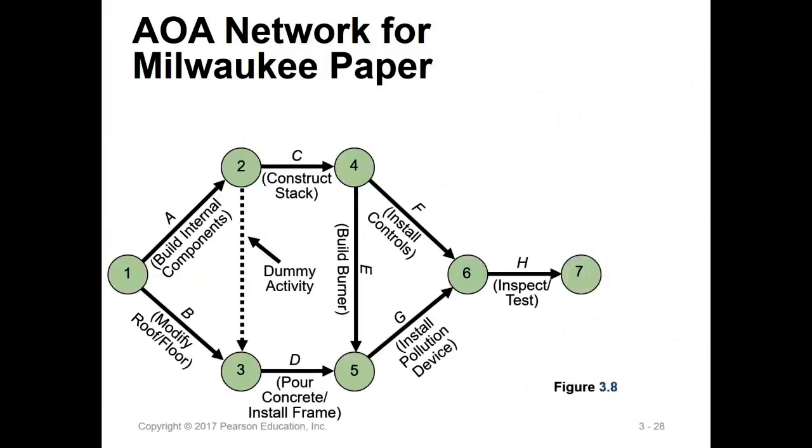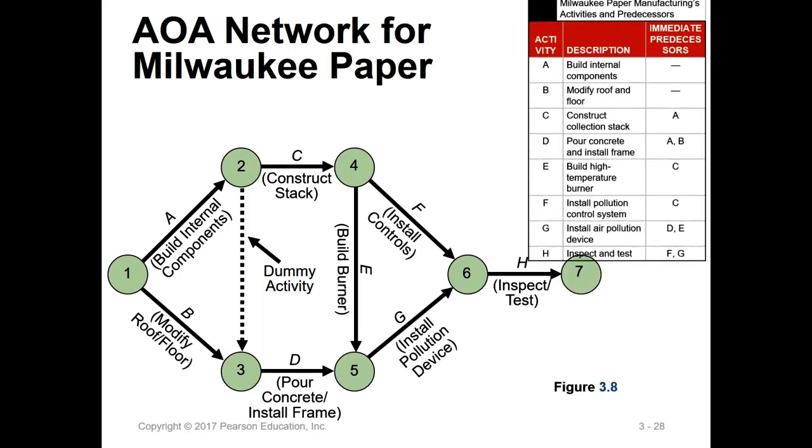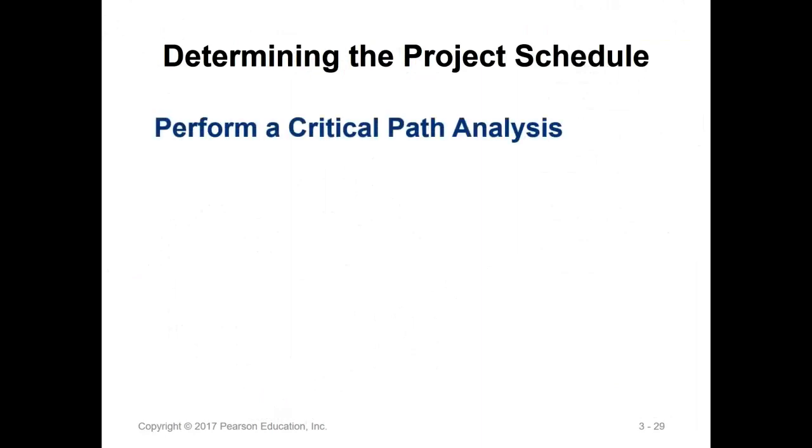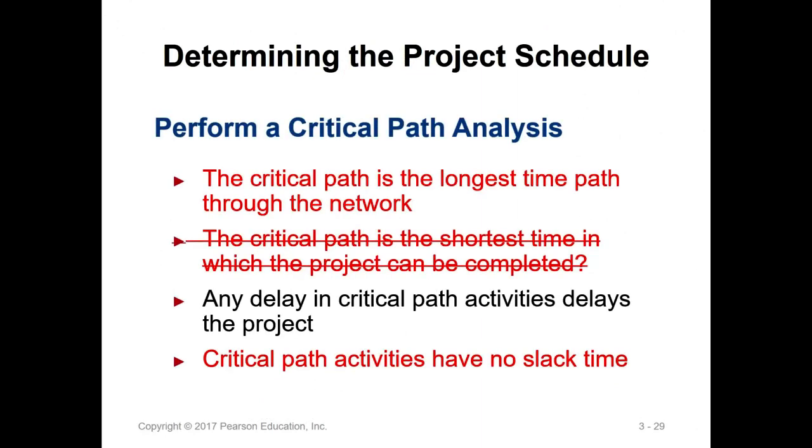I do not talk about activity on arrow, because it is going to be chaos because of the dummy lines. Then the next part is to determine the project schedule. So we are going to work together to find out what the critical path is. The definition of a critical path is the longest time path through the network.